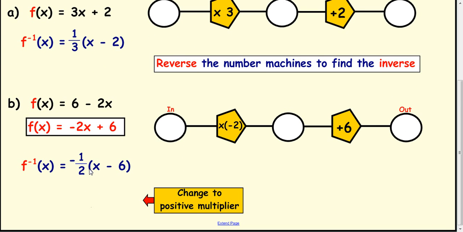Now often a better way to write it is to have a positive multiplier. So if I change that to a positive multiplier here, to keep everything the same value, I would need to change that to a positive, that to negative, and that to a positive. So that would be a plus 6, take away x, and a positive a half. So that would look like this. I would rearrange this to 6 minus x instead of negative x plus 6.